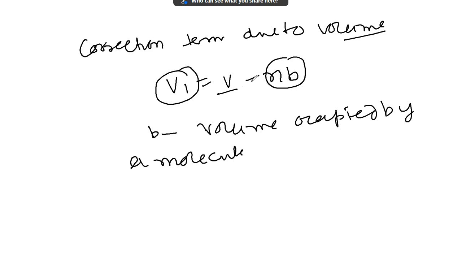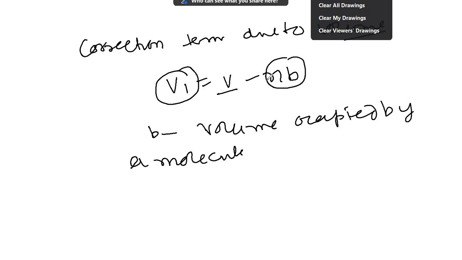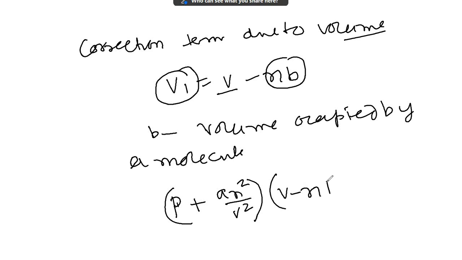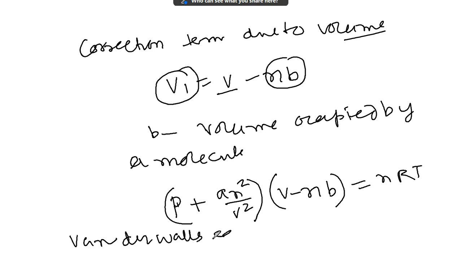Now, the real gas equation will be: P observed pressure plus the decrease in pressure due to attraction from behind, A N square by V square, into V minus NB, equals nRT. This is the Van der Waals equation for n moles of real gas.